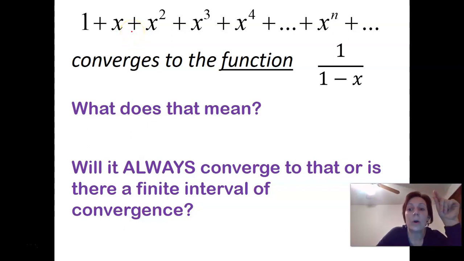Right? So if I choose an x value of 0.5, that series is going to converge. If I choose an x value of 5, that series is not going to converge. And so what we see is an infinitely long polynomial that will nicely mimic this function, but only on a certain interval, only on the interval where this series is going to converge. That interval is called the interval of convergence. So in this case, because I'm multiplying by x every time, the x value has to be between -1 and 1. We call that the interval of convergence.